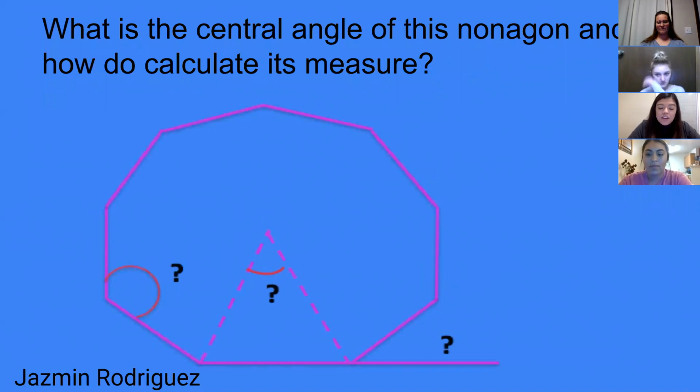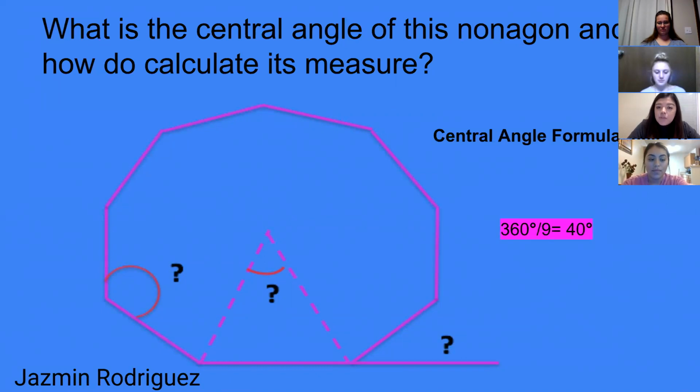Let me tell you, a central angle is any angle with a vertex at the center of a polygon whose adjacent sides meet at the vertex, which is at the top. Now, in order to find the measure of our central angle, we are going to be using our formula that is 360 degrees divided by n. N represents our number of sides in our polygon. As we can see, this is a nonagon which has 9 sides. So we will simply plug it into our formula and it will give us that our central angle is 40 degrees.